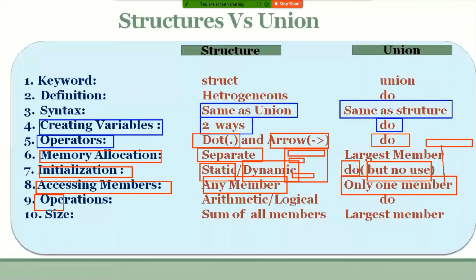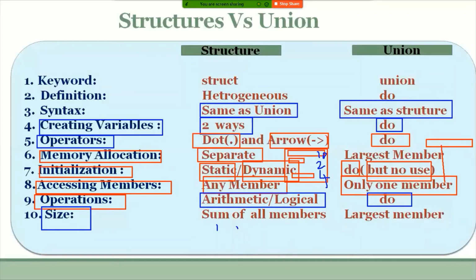Then operations: in the case of structures you can perform arithmetic as well as logical operations. Same operations you can perform in the case of unions also without any restriction. And in the case of structures, the size is 10 bytes plus 2 bytes plus 4 bytes, total 16 bytes. That is the sum of all structure members will be the size of the structure, and the largest member of the union will be the size of the union, that is 10 bytes over here.